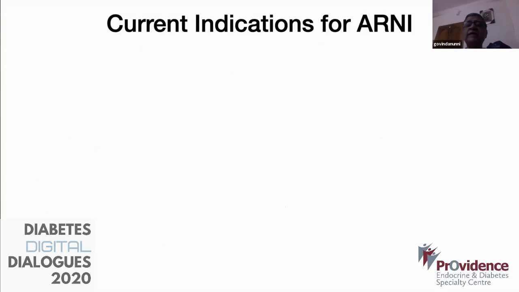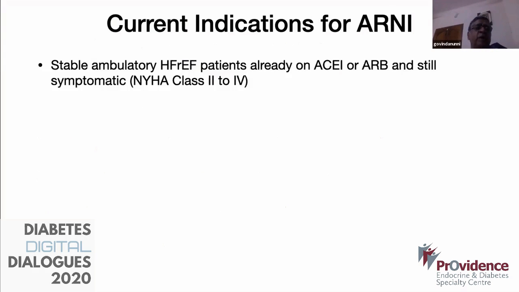So what are the current indications for ARNI? Which are the patients you will give ARNI for the current indication? Well, number 1 is the patients who have been included in the PARADIGM-HF trial. These are stable ambulatory heart failure with reduced ejection fraction patients, already tolerating doses of ACE and ARB, and who continue to be symptomatic despite optimal management. Now, all these are important. You don't treat an acute heart failure patient, they should be stable. The trial is on patients who are already on ACE and ARB and are tolerating these drugs. And finally, in spite of ACE and ARB, they are symptomatic.